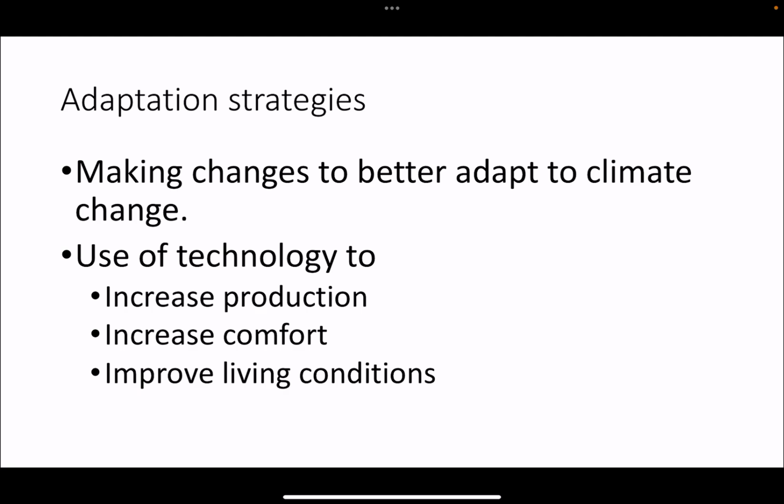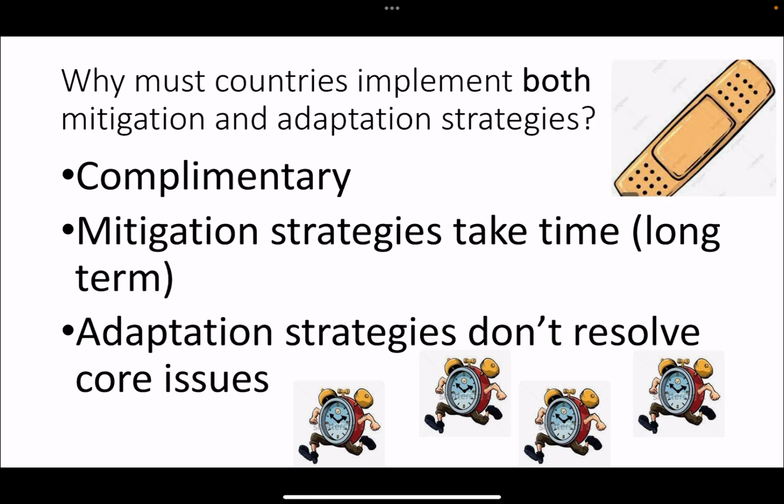It is used in three ways: to increase production, to increase the comfort level of humans, and to improve living conditions of humans. Bear in mind, I've mentioned humans twice. So why do countries need to implement both of these things? Most of the time, these are complementary. The mitigation one will take more time, so it's more of a long-term project. But if you don't do this, then you can only expect it to get worse.